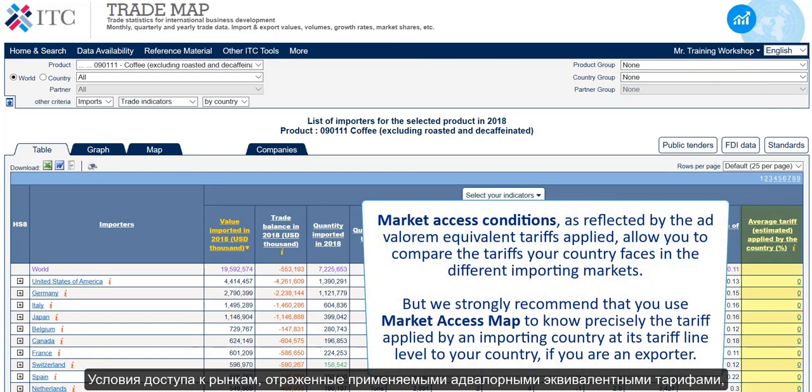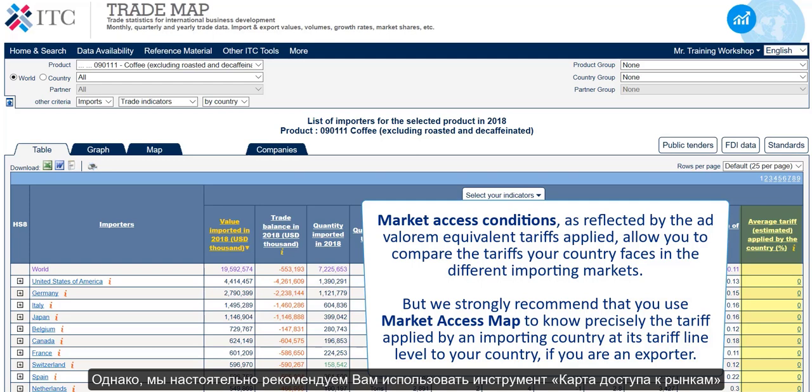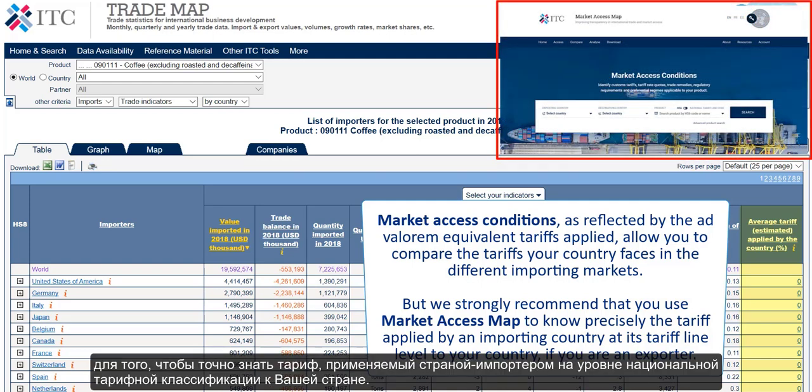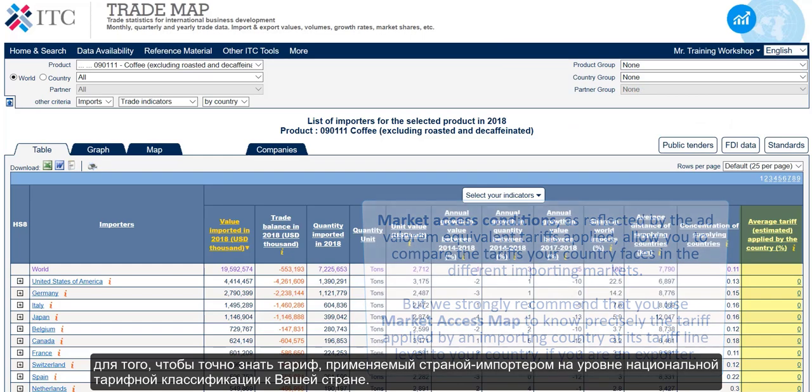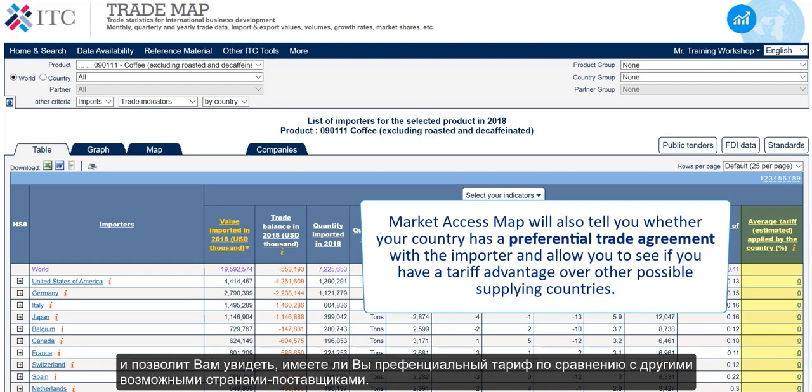Market access conditions, as reflected by the ad valorem equivalent tariffs applied, allow you to compare the tariffs your country faces in the different importing markets. But we strongly recommend that you use Market Access Map to know precisely the tariff applied by an importing country at its tariff line level to your country, if you are an exporter. Market Access Map will also tell you whether your country has a preferential trade agreement with the importer and allow you to see if you have a tariff advantage over other possible supplying countries.